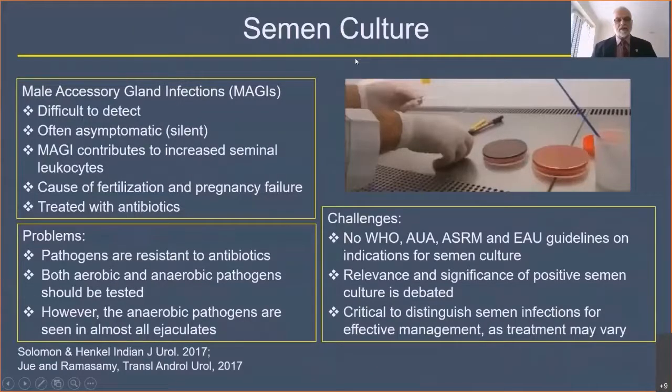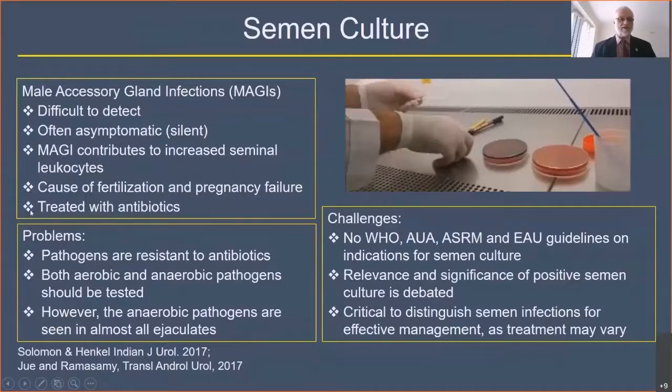The detection of these conditions is difficult because in many cases, these patients are asymptomatic. We also call that a silent genital tract infection. And we need to understand that these MAGI, or male accessory gland infections, contribute to increased seminal leukocytes. And that is in the end leading to increased production of reactive oxygen species, and as a result of that, to failed fertilization and pregnancy.